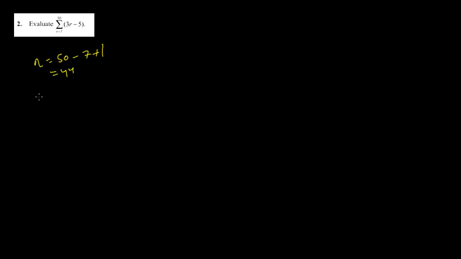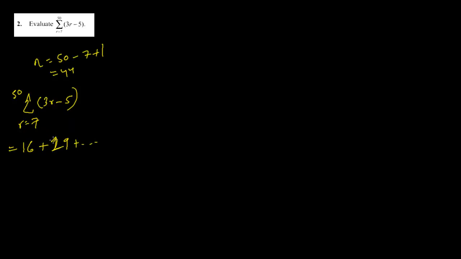Now the sum of n terms, before we find that, we have to find the first term. So summation r equals 7 to 50 of 3r minus 5. The first term is r equals 7. So 3 7s are 21, 21 minus 5 is going to be 16. Then if you put r equals 8, 8 3s are 24, 24 minus 5 is going to be 19.